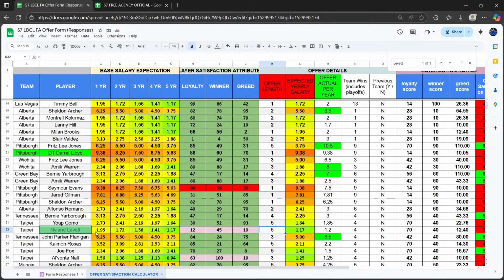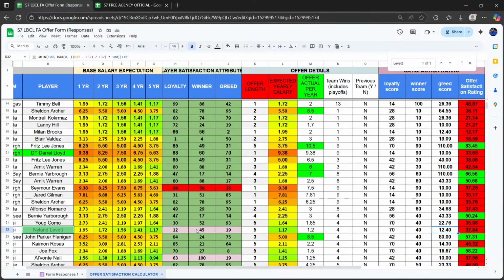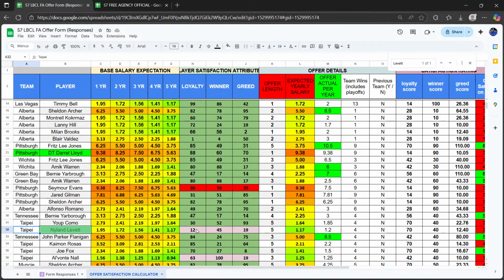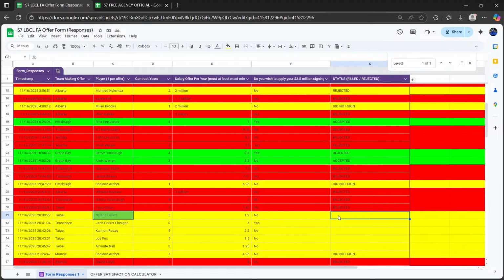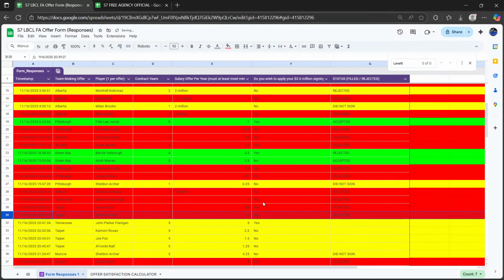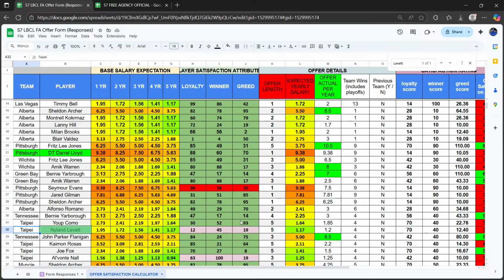He's kind of a blah personality, to be honest. Like all low loyalty, low winner, low greed. But either way, Nyland's offer satisfaction rating was 37.84. Not a good enough deal. Might be good enough in round two. Not right now. By round three, as long as you meet what their minimum is, everybody's going to be saying yes to playing football.